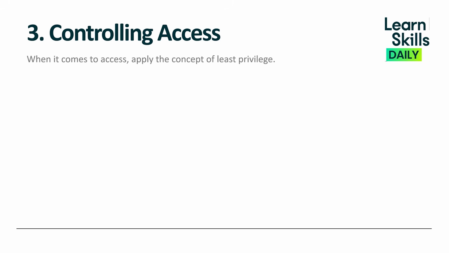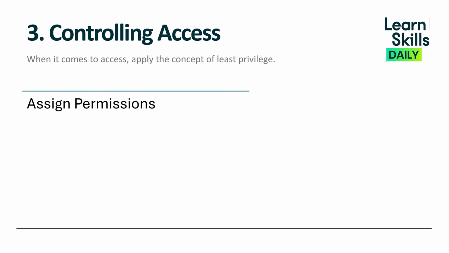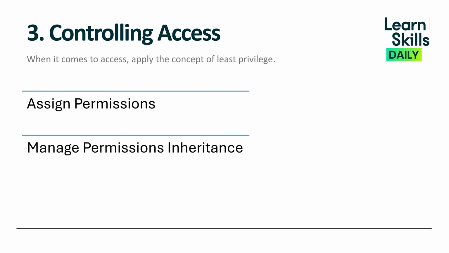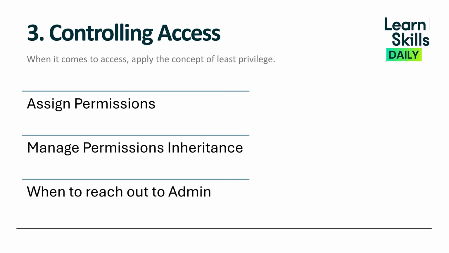Let's move on to part 3. So part 3 is about controlling access. So we've added our co-owner, we've designed the page, we've set up all of our resources, lists, libraries, forms, and we've mapped everything to those different resources as well. So once we've tested the page, everything looks good, we can start adding our members. So we'll take a look at assigning permissions. We'll take a look at managing permissions inheritance. And we'll also discuss when to reach out to admin.